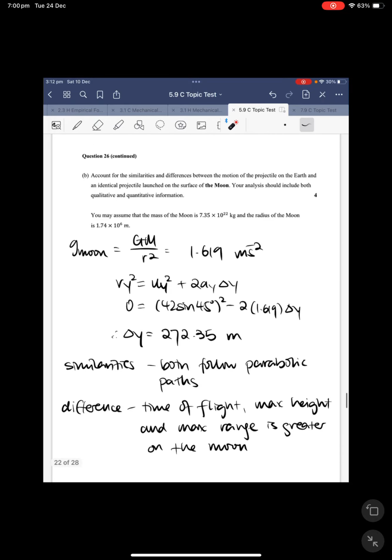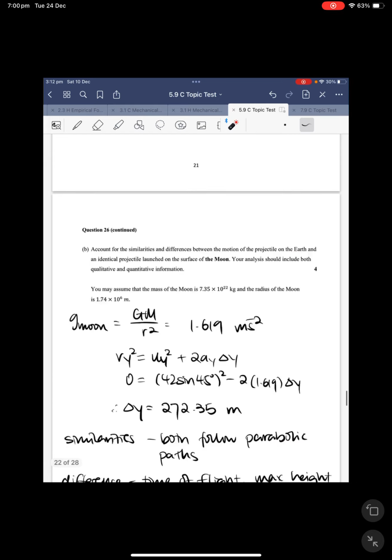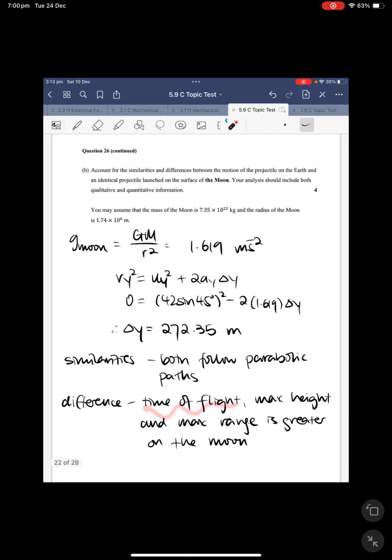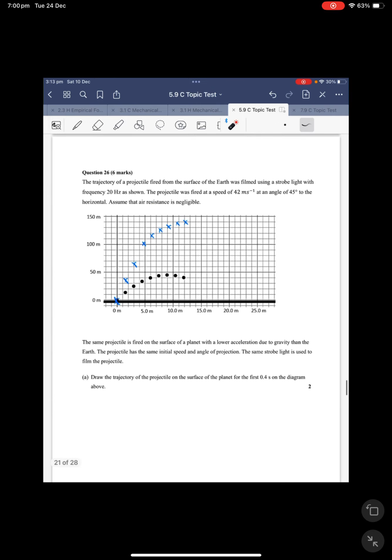Now for the similarities and differences between the paths: because it's undergoing projectile motion, no matter what, it's going to follow a parabolic path, and we know that in both cases, near the surface of the moon and near the surface of the earth, the gravitational acceleration is approximately constant. Now for the differences, obviously the time of flight is going to be different, the max height we just calculated is going to be different, and also the max range is going to be different. So essentially, the projectile is going to have a much bigger trajectory in general.